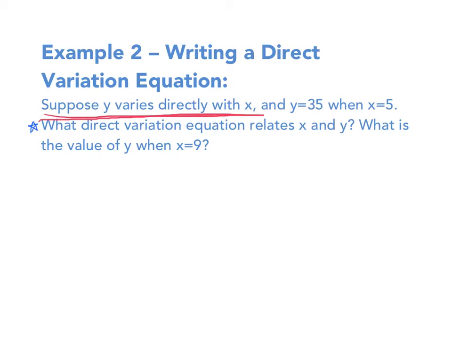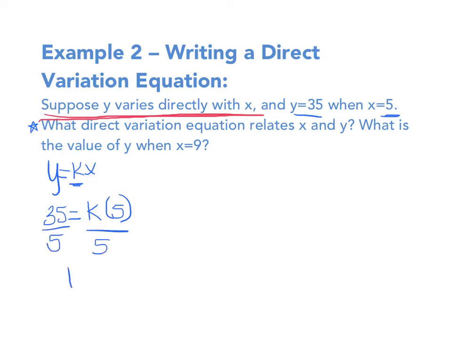I know that the formula is y equals kx. What I don't have here is k. So what I need to do is plug in my values for y, 35, and my value for x, 5, to find out what k equals. I'm going to divide by 5, and I get k equals 7. To write my direct variation equation, I'm going to take that 7 and plug it back in for k here. So I'm left with y equals 7x, and that is my direct variation equation.